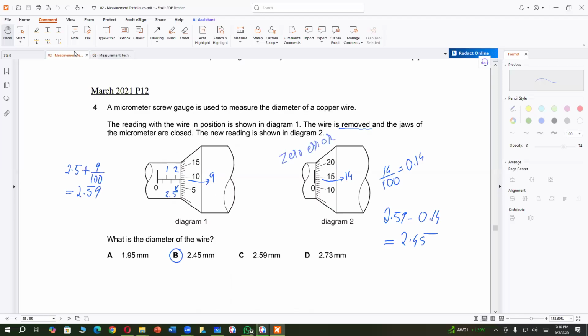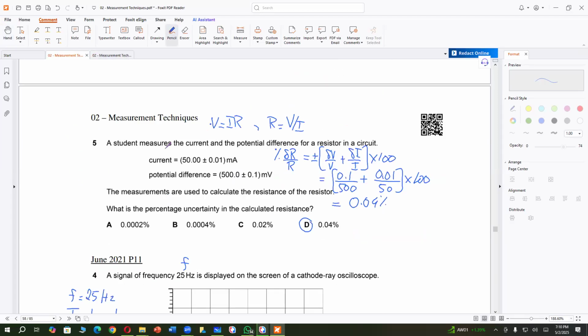Sir, for division, do we minus or add uncertainties? Uncertainties are always added. The formula is V is equal to IR, R is equal to V upon I. Then I wrote the formula and I need a percentage uncertainty, so I will multiply by 100. Uncertainties are always added. So look at the working. Done, sir.